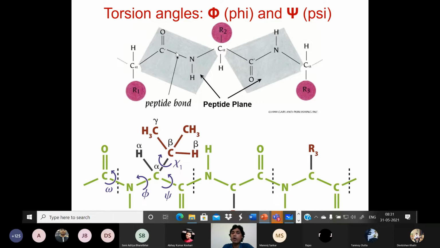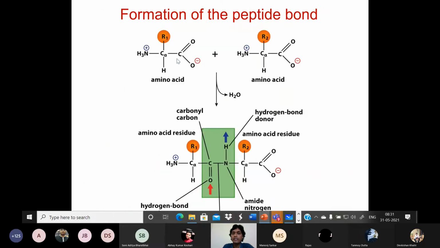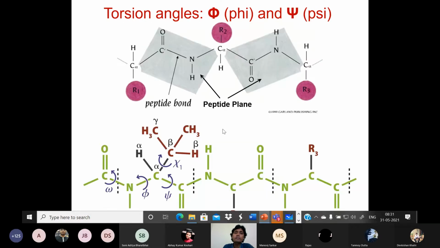So you have the peptide bond, right? Before that, I believe all of you know that one water molecule will leave and you have this peptide bond here, CONH. Finally you have this. So now this is the peptide bond, and then again you have another alpha carbon or central carbon.